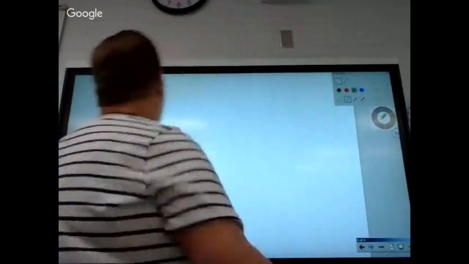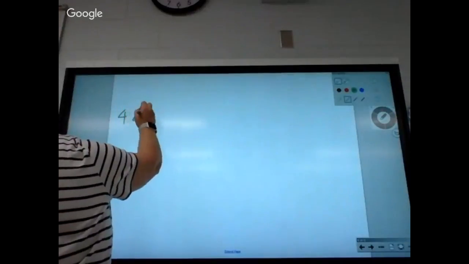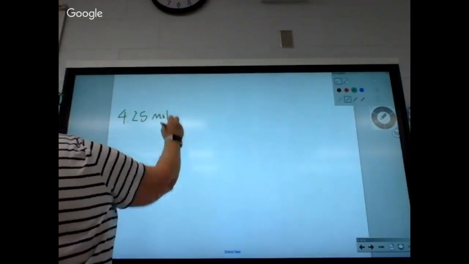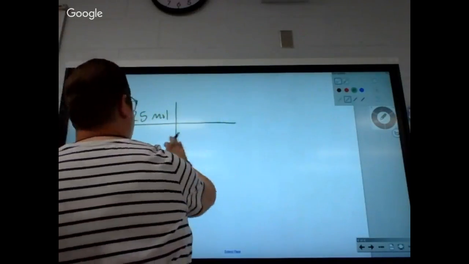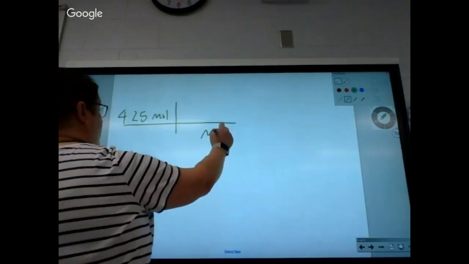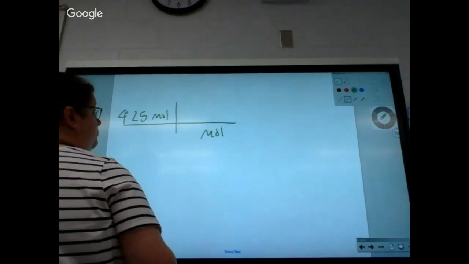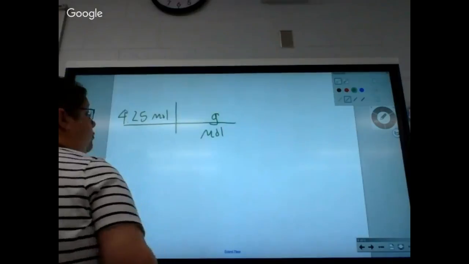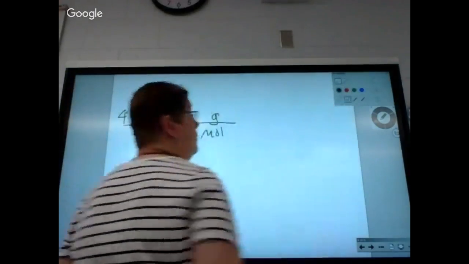All right, 4.25 moles. And you're going to grams. Anytime it says mass, it's grams. All right, so what goes on the bottom? All right, what are we putting on top? So, what number goes beside moles?